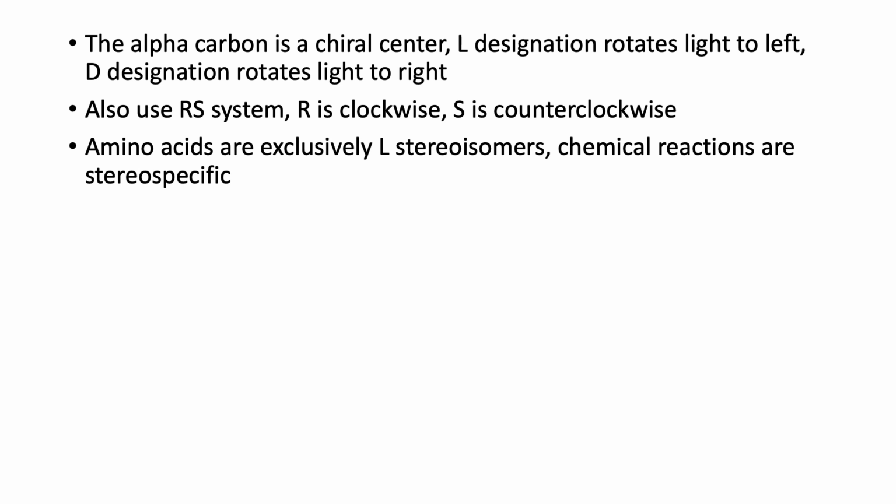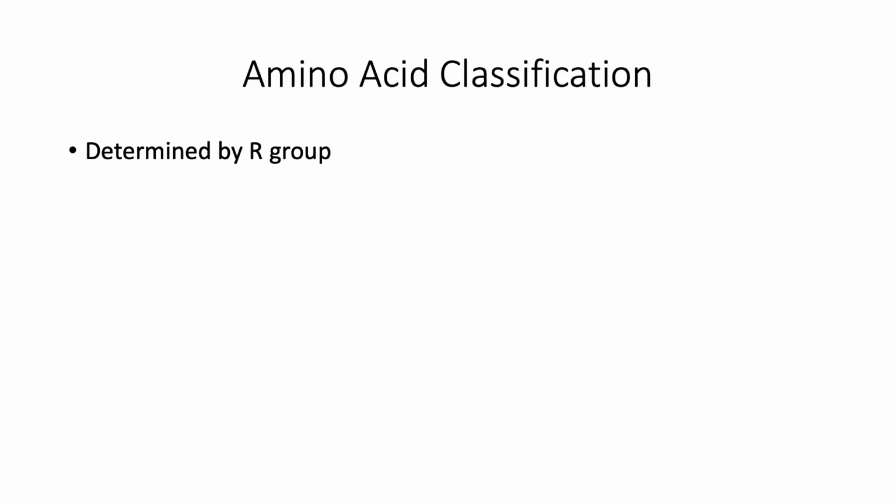They have 4 different constituent groups, and these are all L. All these are L. A racemic mixture is L and D, and because these enzymes and biomolecules recognize asymmetric structures, they'll respond to one configuration, not the other. So all the amino acids are L. And if you want, you can also use the RS system, where R is clockwise and S is counterclockwise. But again, amino acids are exclusively L stereoisomers, and these chemical reactions are stereospecific.